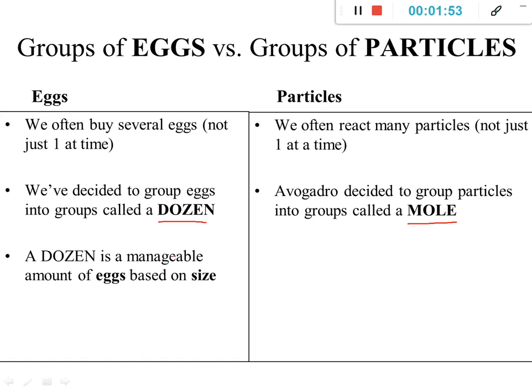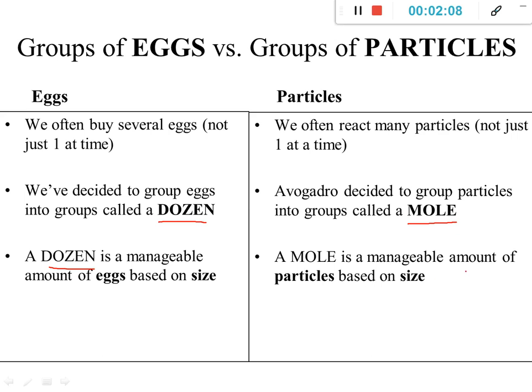So a dozen is a good amount, a manageable amount of eggs based on how big they are and how we use them. So we tend to collect things like eggs and donuts and muffins into this group that we refer to as a dozen, which is 12 of them. Moles, because particles are so small themselves, moles have a lot of particles in them. But a mole is a manageable amount of those particles based on the fact that the particles themselves are so small. A dozen of one thing, it doesn't matter what it is, it doesn't matter whether it's eggs or donuts or muffins, a dozen is going to be 12 things. So the name of the group is a dozen, the amount of things in it is 12.